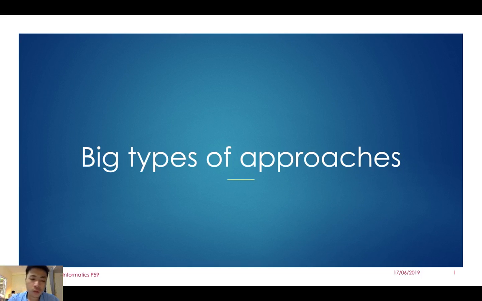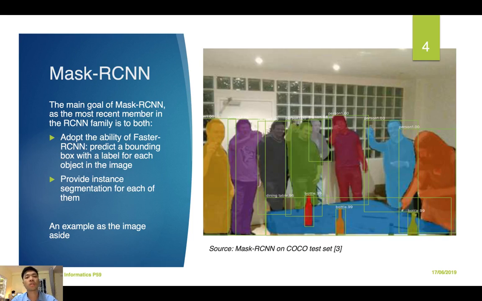There are many solutions to this sort of problem, and we have tried many of them out. Here I could list three solutions that we have tried with this newly elaborated dataset. The first one is Mask RCNN. As the latest generation in the RCNN-based algorithms, Mask RCNN has the ability of the same Faster RCNN, which is to predict the bounding box and the label for each object presented in the image, and at the same time it has the ability to provide instance segmentation for that object as well.